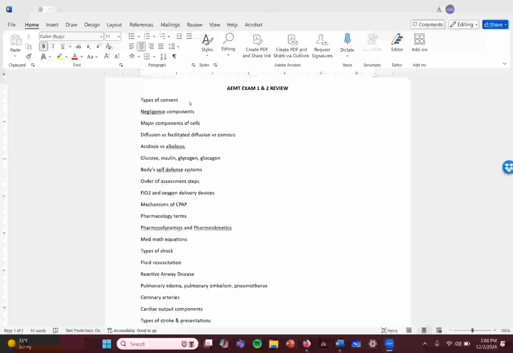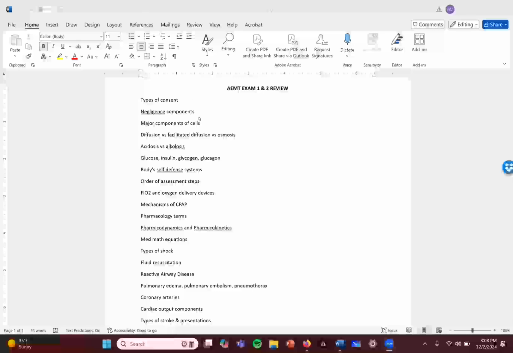Implied, usually some sort of altered mental status, but this patient would want us to do whatever it is that we're doing if they were able to reasonably consent to this. And express consent is obviously the ability to consent and all of the reasons that they're able to do so.